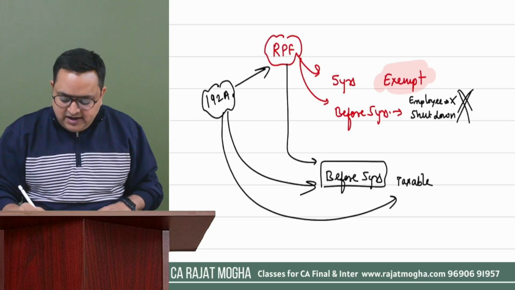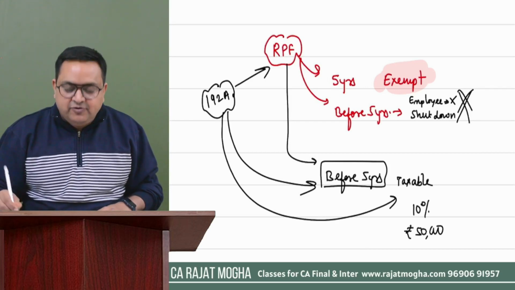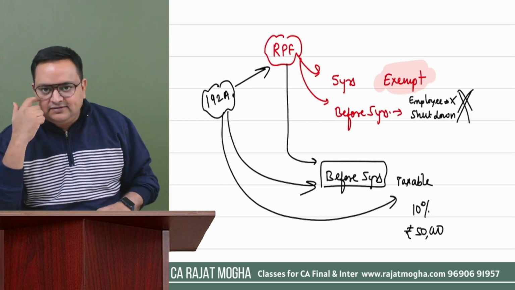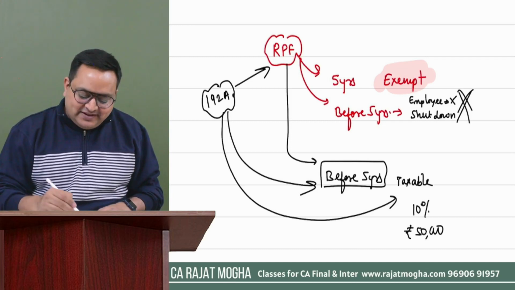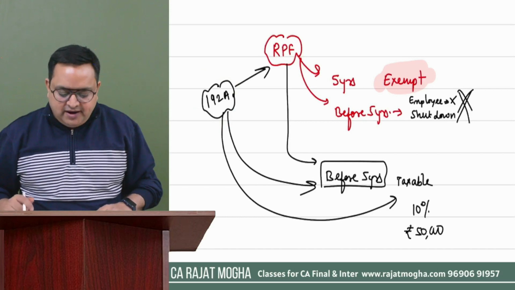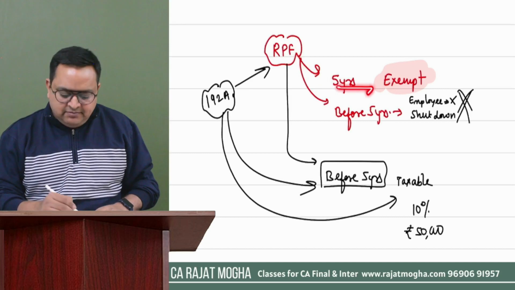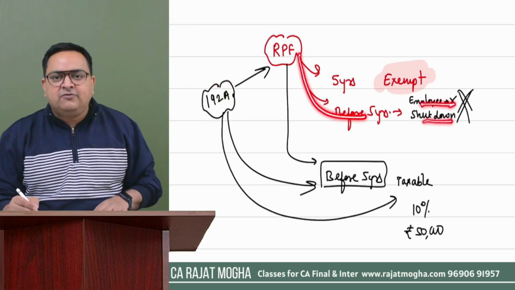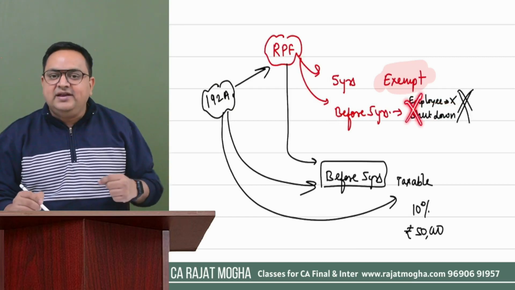TDS will be deducted at a rate of 10%. The threshold limit is 50,000. If the amount withdrawn is more than 50,000 rupees, then 10% TDS will be deducted. Got it? So I'm repeating it once again. Section 192A is withdrawal from your recognized provident fund. If you are withdrawing after 5 years, no problem. This amount is exempt. TDS will not apply. If you are withdrawing before 5 years, but due to the reason of employee ill health, accident, or shutting down of business, no TDS will apply.